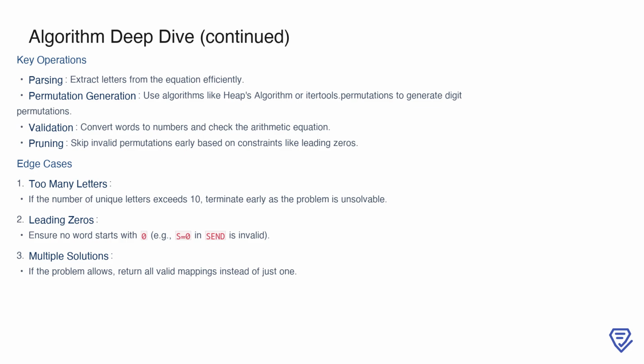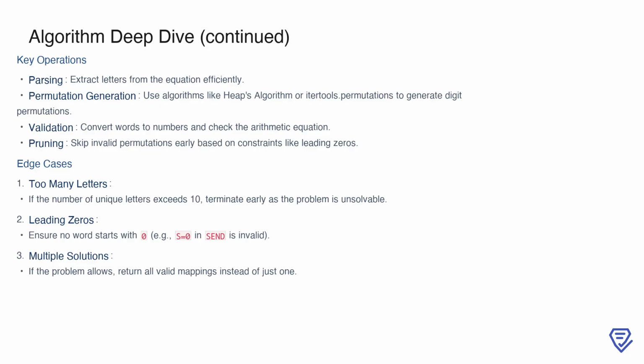Parsing the equation is the first step, where we extract all the unique letters efficiently. Then, we generate permutations of digits using algorithms like Heap's algorithm or Python's itertools.permutations, which are well suited for this task. Validation involves converting each word into its numerical equivalent using the current mapping and checking whether the equation holds true. To improve efficiency, pruning invalid permutations early is a critical optimization. For instance, if a mapping results in a leading zero for any word, we can skip further validation for that permutation. Addressing edge cases is also vital.